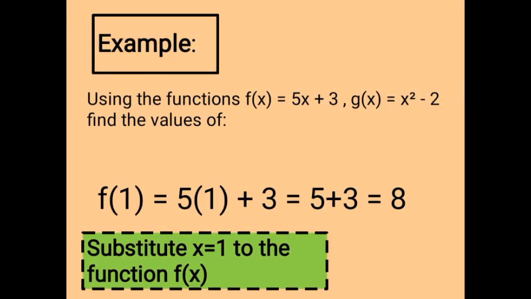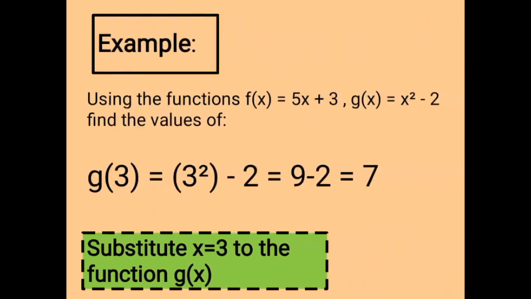Now, let's take a look at this example. So, here we have two functions, f(x) equals 5x plus 3 and g(x) equals x to the power 2 minus 2. To find the value of f(1), substitute x equals 1 into the function f(x). So, f(1) equals 5 times 1 plus 3 equals 8. To find the value of g(3), substitute x equals 3 into the function g(x). So, g(3) equals 3 to the power 2 minus 2 equals 7.